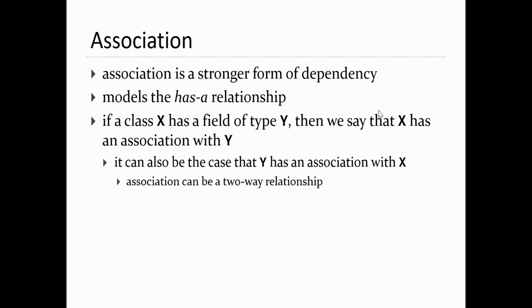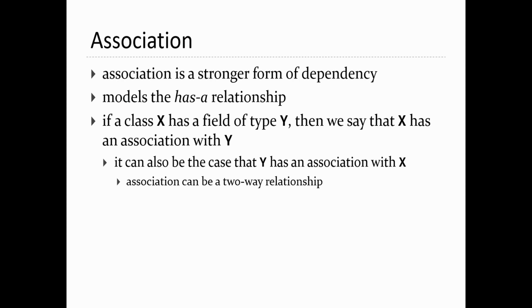All right, so dependency is pretty straightforward. If you have a type Y that appears anywhere in your class X, X depends on Y. Association is a stronger form of dependency. It's still dependency because X is going to use Y, but it means more than just uses. Association models the has-a relationship. So X has a Y. What does that mean? It means your class X has a field of type Y. If that's the case, then we say that X has an association with Y.